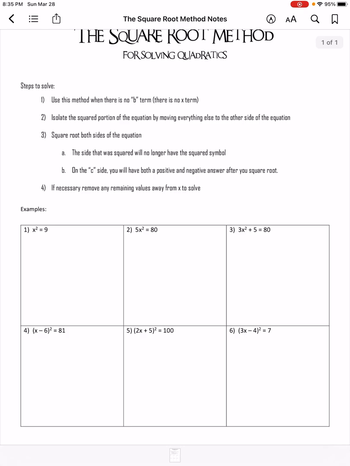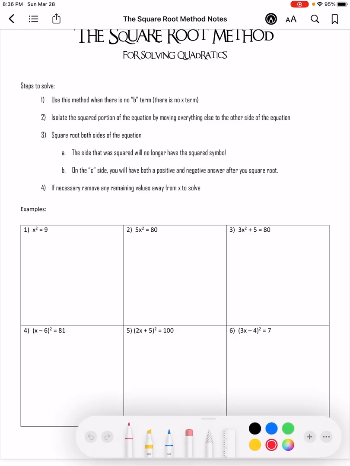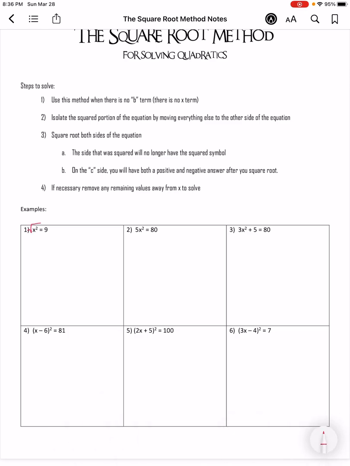So if we look at number 1, we have x squared equal to 9. On the left side, everything, which is just x, is squared. And on the right side, we have a constant, which is 9. So this is exactly how we want it to be set up. In this case, we would move straight to step 3, which says square root both sides of the equation. I'm going to put a square root over x squared and a square root over 9.